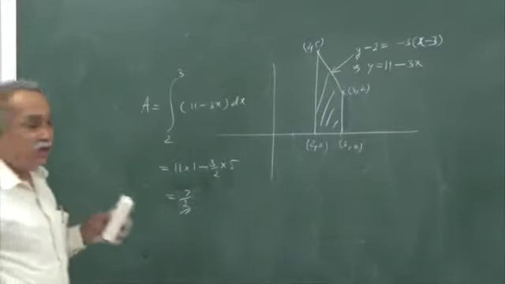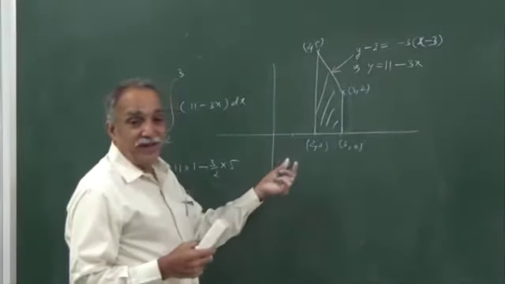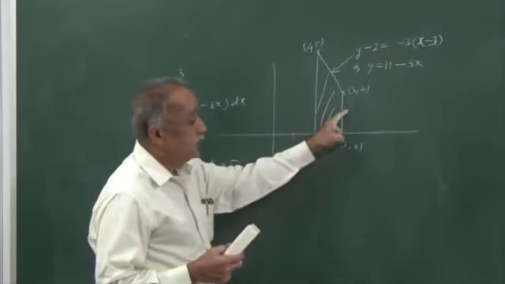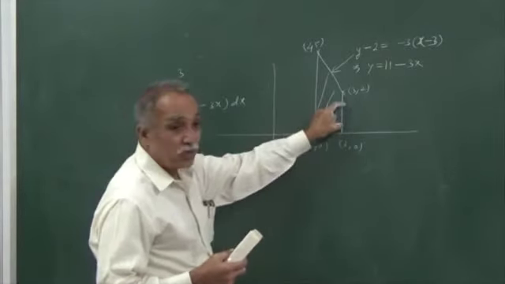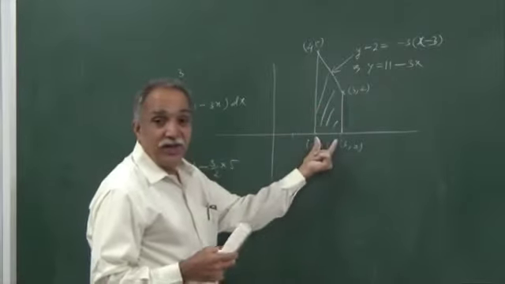By applying the geometric formula also, do you get the same thing? Half of (y1 plus y2) into the distance between the two. This is 5 plus 2, 7. Distance is 1, into half.